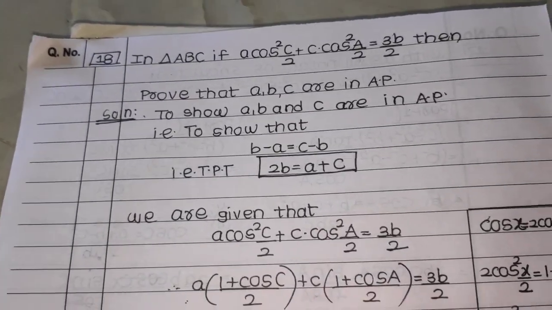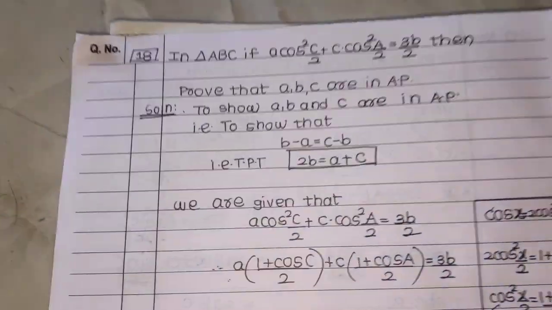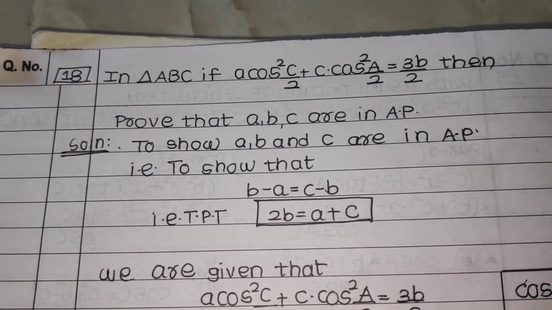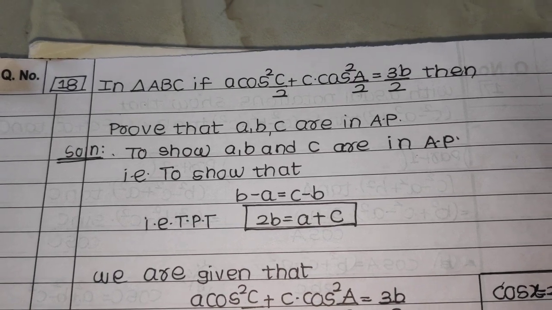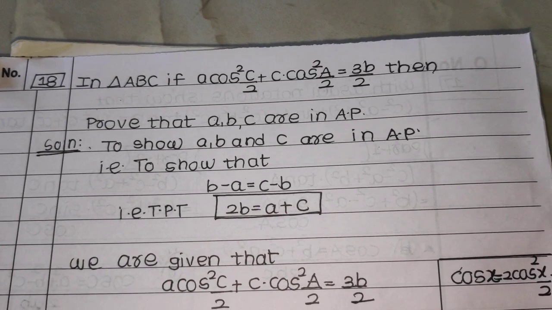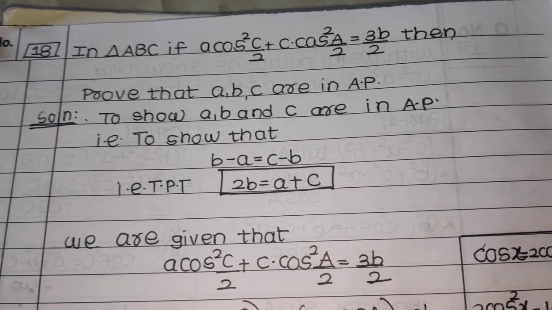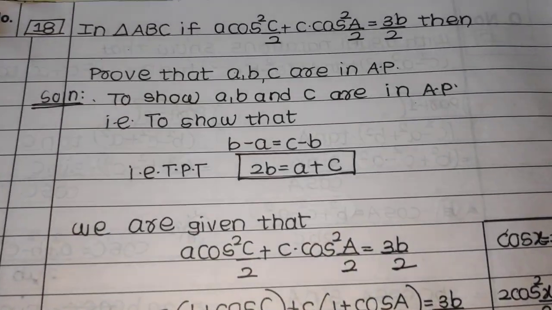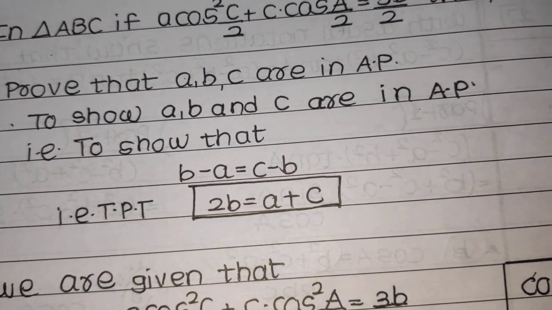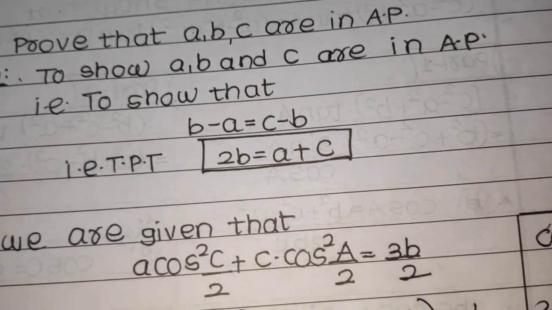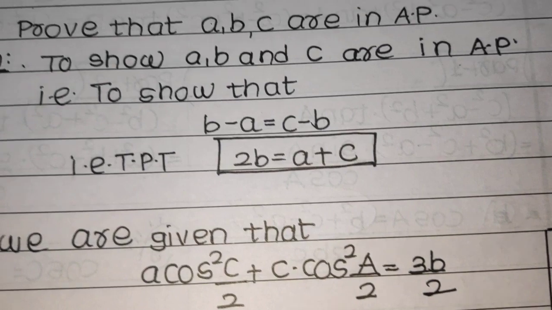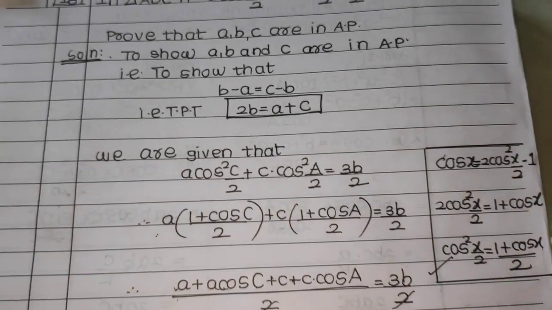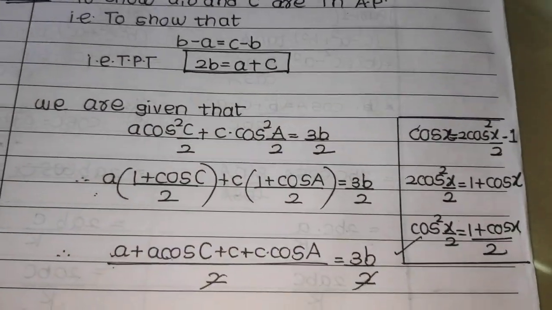So a quick recap of the question. In triangle ABC, if a cos square C by 2 plus c cos square A by 2 equals 3b upon 2, then prove that a, b, c are in arithmetic progression. To show that, we show second term minus first term equals third term minus second. In short, if a, b, c are in AP, twice of the middle term equals first plus third. We are given that, so we have substituted.